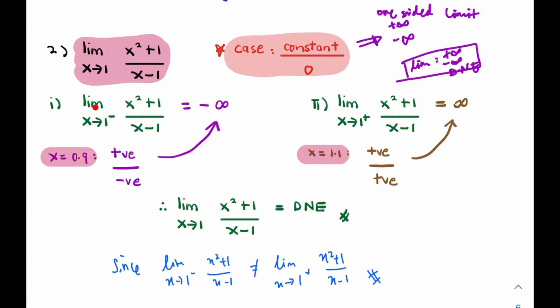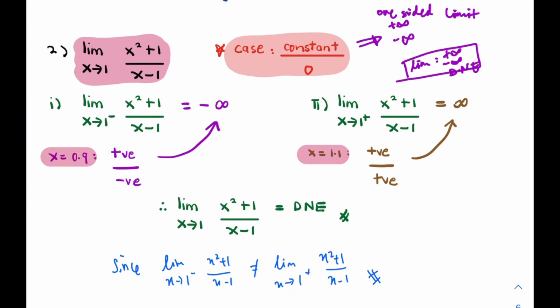Limit of this function as x approaches 1 from the left, take one value 1 from the left, so let's take 0.9. Let's check your numerator. If x is 0.9, this is a positive value. And for your denominator, if your x is 0.9, this will give you a negative value. So positive over negative is negative. Therefore, the answer here is negative infinity.